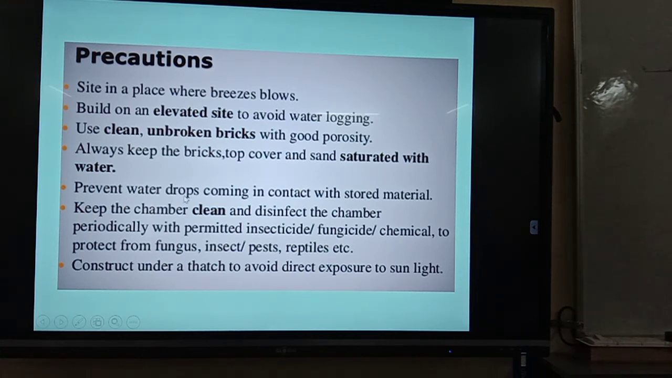And another thing, we have to avoid water drops coming in contact with the stored material. If any drop comes in contact with the stored material, then there may be chances of decay in that particular produce. Also, we have to keep such a chamber clean, or disinfect these types of chambers from time to time.